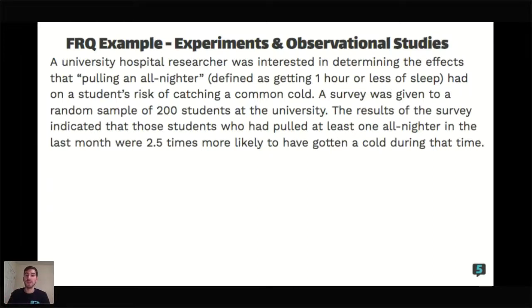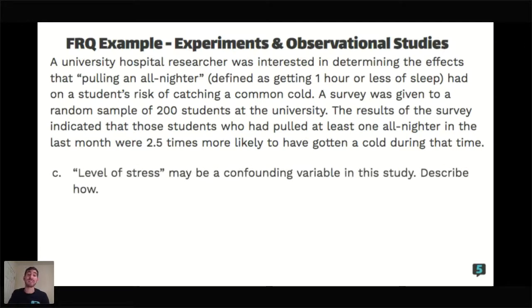And a lot of times if you're asked to write about confounding variables, the AP exam will give you a confounding variable to talk about. So in this case, they might give us level of stress as a confounding variable in the study. And so you have to think about, how could my stress level impact whether or not I get a cold and also have an influence on whether or not I pull an all-nighter? A sample response here connects it to both sides, and I'll show you a sample response in about 20 seconds.